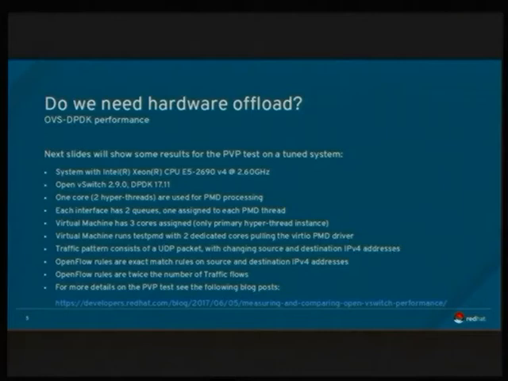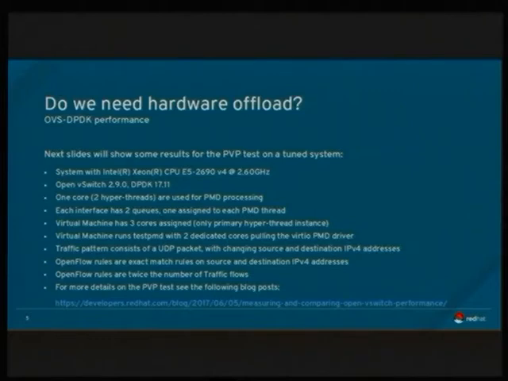And then I'll show the number of traffic flows that we have. If I say we have 1 million traffic flows, that means we have 1 million variations of the source and destination IP addresses. Because we have a rule in each direction, going through the virtual machine and coming back to the virtual machine, we have double the number of OpenFlow rules. So if we say we have 10 traffic flows, that means we have 20 OpenFlow rules in the system programmed.